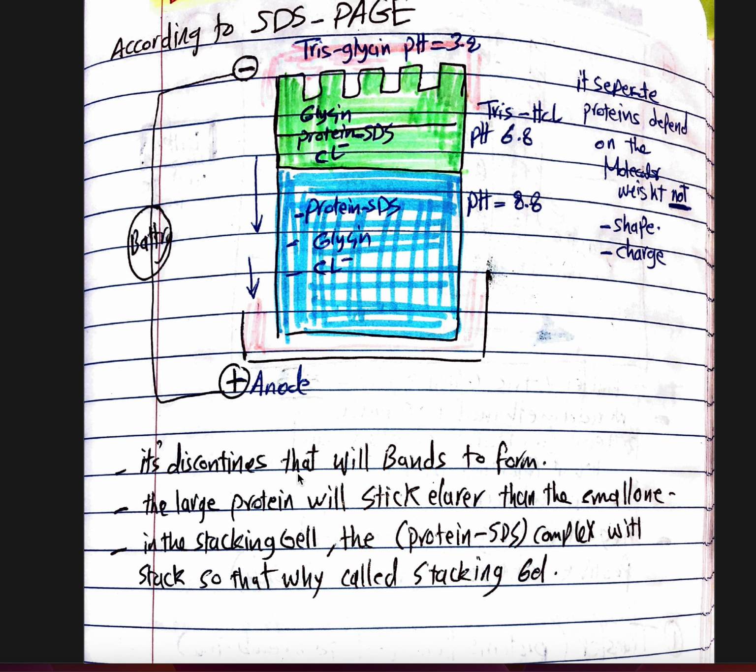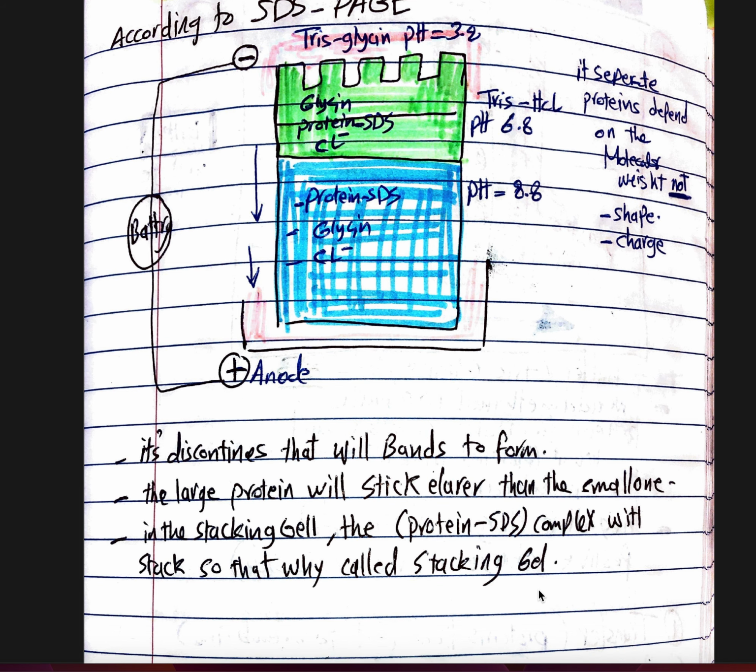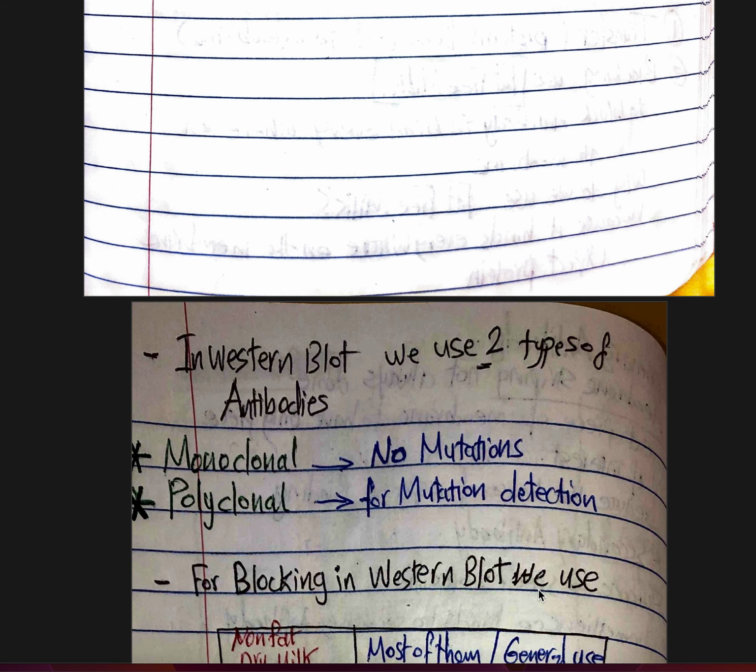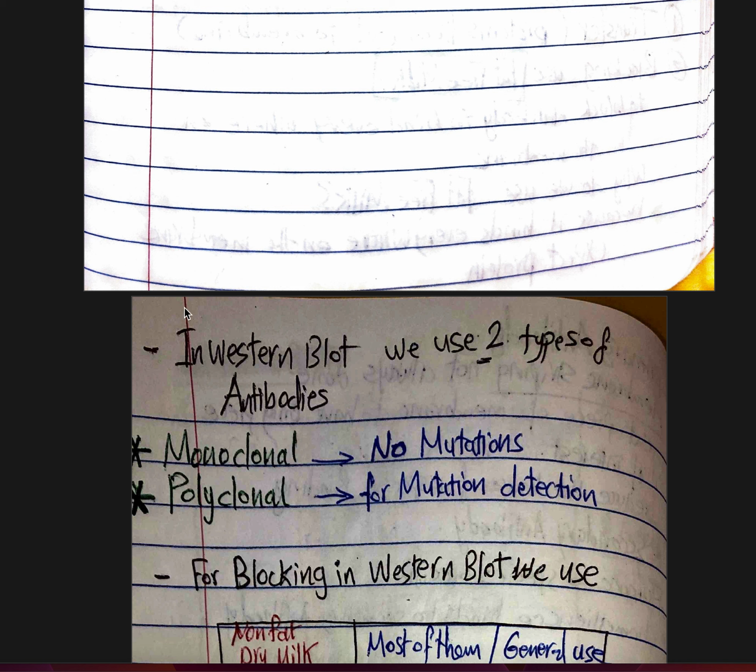So we can say the gel is discontinuous. The larger protein will stick closer, that's why we said here it's larger than the small one. In the stacking gel, the protein SDS complex is stacked, so that's why we call it a stacking gel, because it is stacking there. And also in the Western blot, we use two types of antibodies.